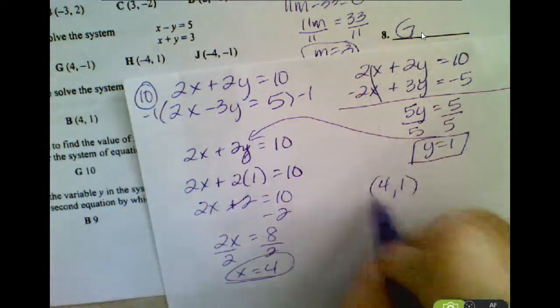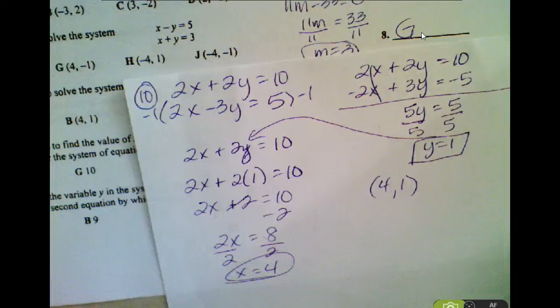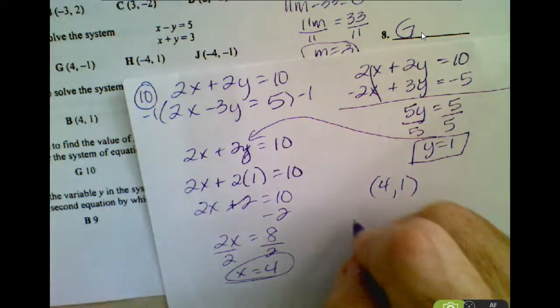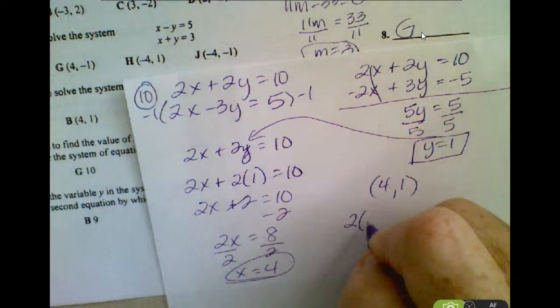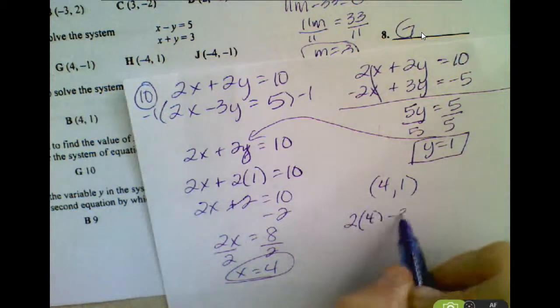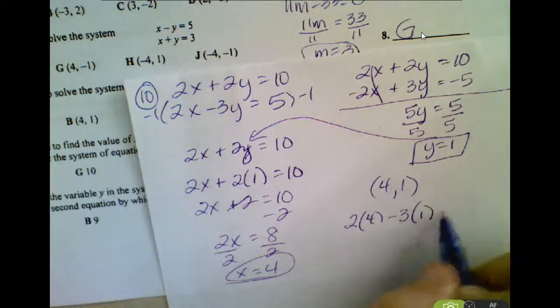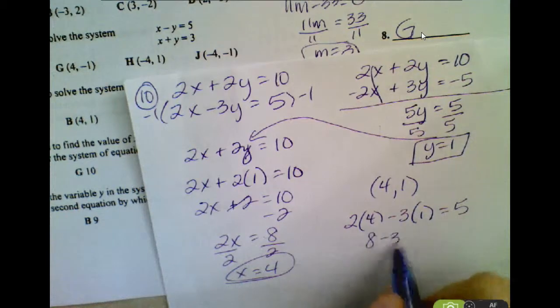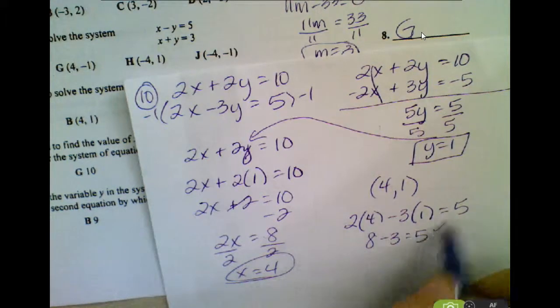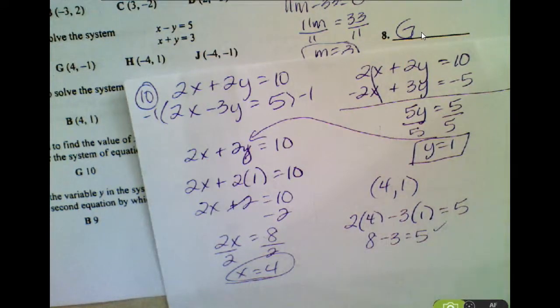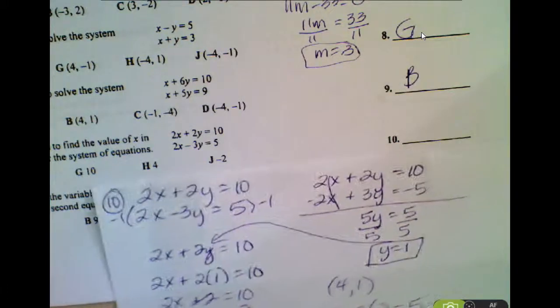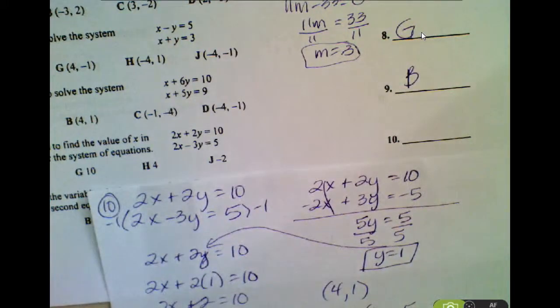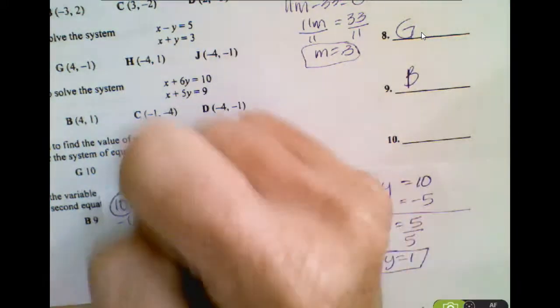How can we check our answer? Which one do you want to plug it into? The second one. So 2 times our x value, 4, minus 3 times 1 should equal 5. What's 2 times 4? 8. Minus 3? 5. So that checks out. Very nice. Oh, and it only wanted the value of x. Well, we found both because we're special. So that was h.